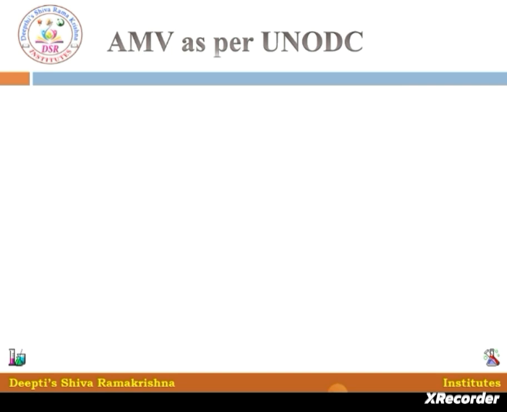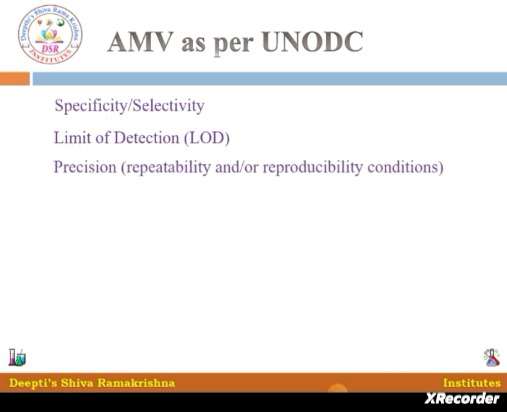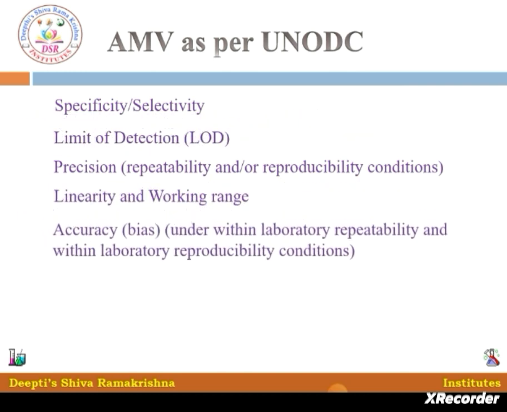Next, as per UNODC: specificity and selectivity, and the next parameter, limit of detection, and the other parameter, precision. Next parameter, linearity and working range, and accuracy within the laboratory, reproducibility and repeatability. Next parameter, recovery. Next parameter, uncertainty of measurement, and the last one is stability. These are the parameters given as per UNODC.